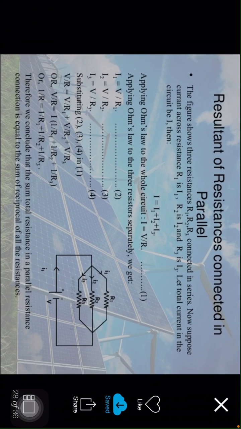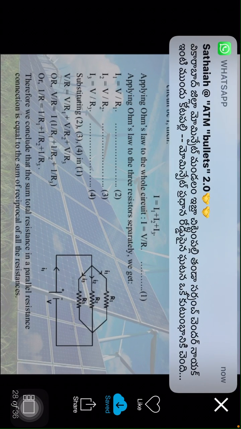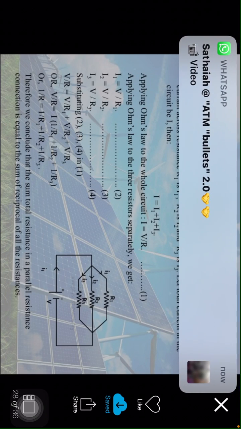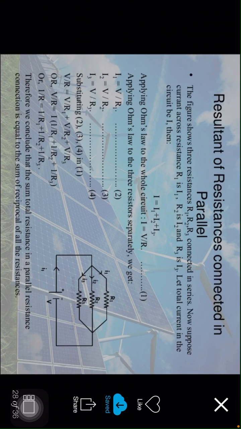Now, the resultant of resistances connected in parallel. Children, observe here, the figure shows three resistances R1, R2, R3 connected in parallel. Now suppose the current through resistance R1 is I1, through R2 is I2 and through R3 is I3. Let the total current in the circuit be I. Then I is equal to I1 plus I2 plus I3. Applying Ohm's law to the whole circuit, I equal to V by R. Applying Ohm's law to the three resistors separately, we get I1 equal to V by R1, I2 is equal to V by R2, I3 is equal to V by R3.